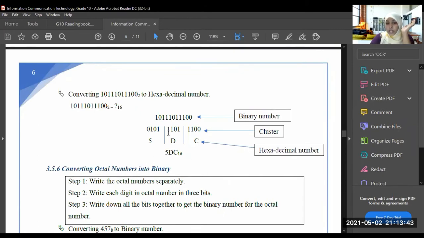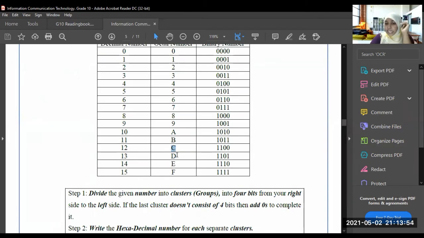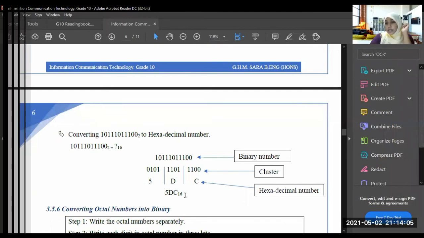So next one is 1101. So 1101 is here 13. So we can't write 13. For that we are writing D. And then again 0101 is equal to 5. So the answer is 5DC base 16.